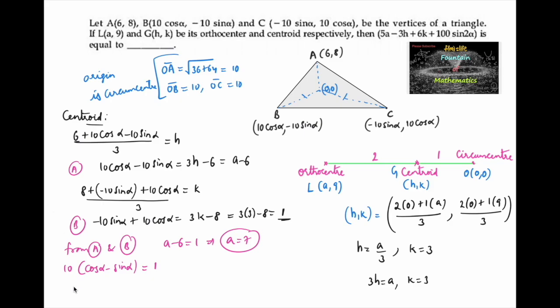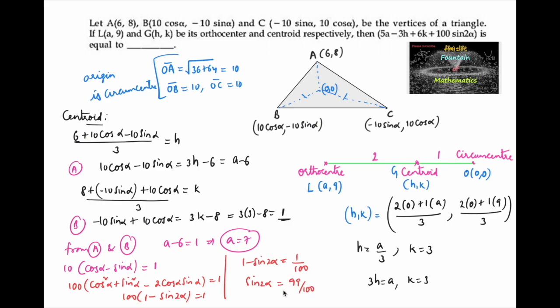Squaring on both sides, we get 100 times cos square alpha plus sin square alpha minus 2 cos alpha sin alpha is equal to 1 square, 1. Cos square alpha plus sin square alpha is 1. So 100 times of 1 minus 2 cos alpha sin alpha, which is sin 2 alpha, is equal to 1. So we can write 1 minus sin 2 alpha is equal to 1 upon 100, or sin 2 alpha is equal to 1 minus 1 by 100, that is 99 by 100. So the value of sin 2 alpha is 99 by 100.